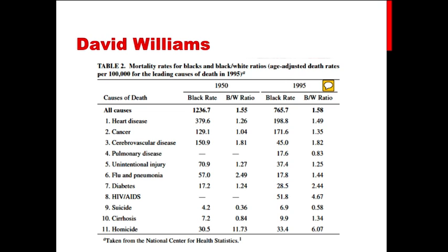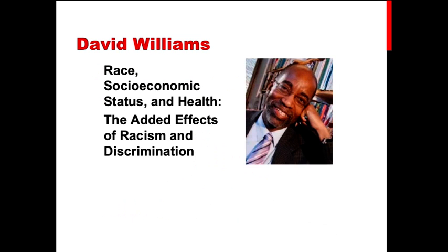So if you look at that bold number, the Black-white ratio in the first row, in 1950, it's 1.55, and in 1995, it's 1.58, so marginally greater. Keep in mind that the mortality rate is per 100,000, so these rates are normalized. We're not looking at the number of deaths, but rather the rate of deaths, so deaths per 100,000 people in each group. That means that no matter how many African Americans or white people are in the population, we can compare the rates.